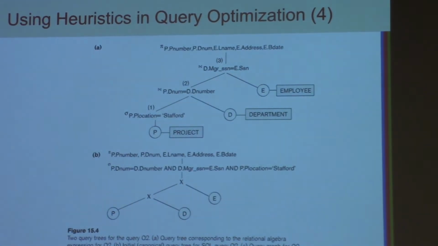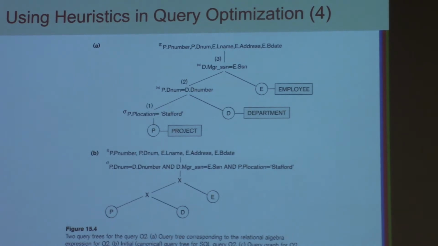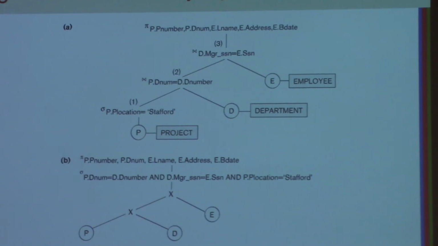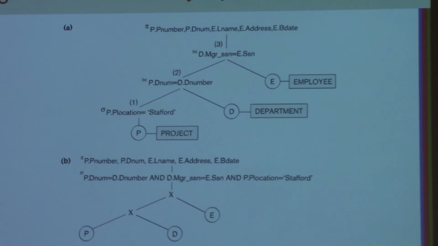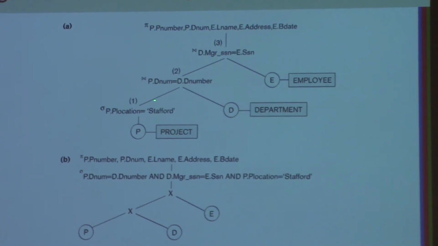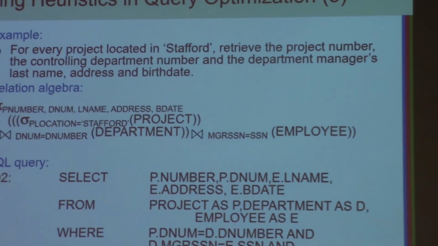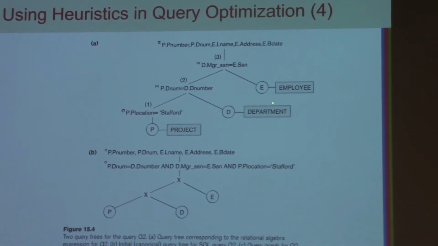Then, as we learned before, this is a query tree. Query tree shows how the query optimizer, the query process, accesses the data. For example, here, first the project, okay, and check the Stafford. It's not a join condition. This is the selection condition. Okay, then join with the department, the number, and join with the employee. Then finally we can get this data.